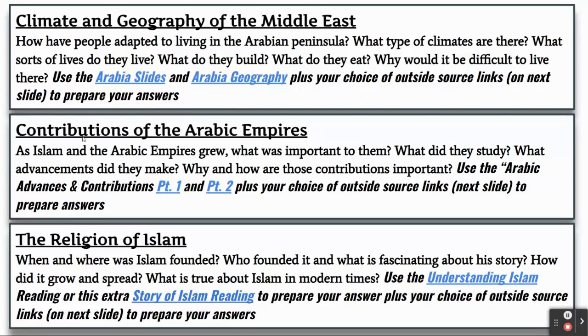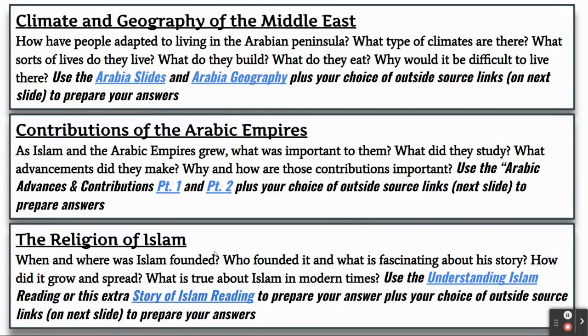You can also write on the achievements and advances and contributions of the Arabic empires. So as Islam and the Arabic empires grew, what was important to them? I mean, what did they really focus on in their cultures and societies? What did they study? What advancements did they make? Why and how are those contributions important, say, in the modern world? Again, I've provided links to the relevant slideshows that you did in class.